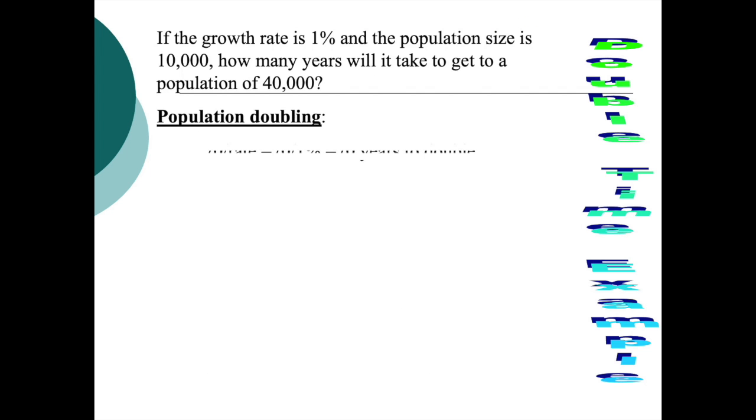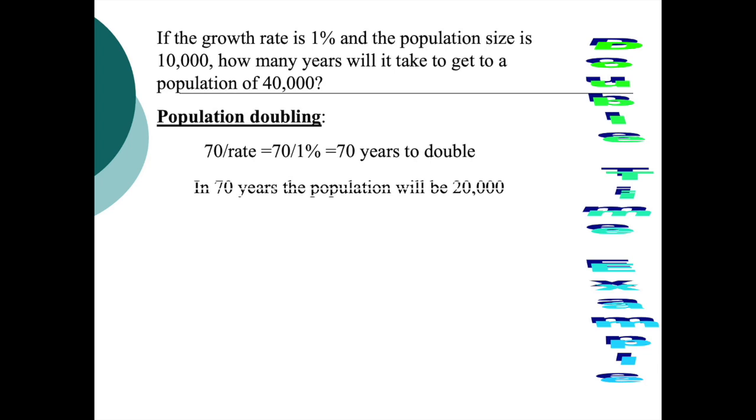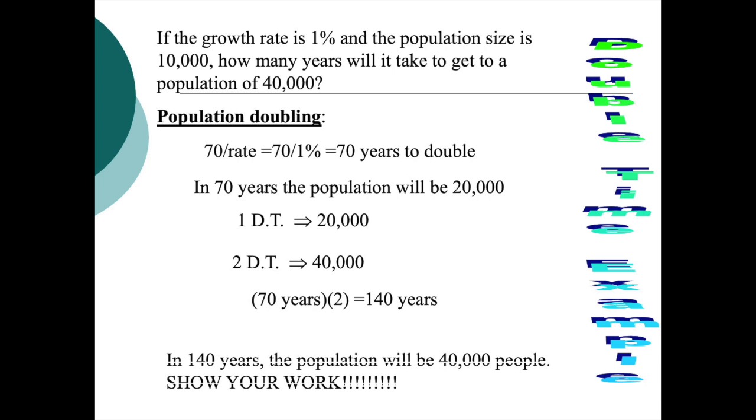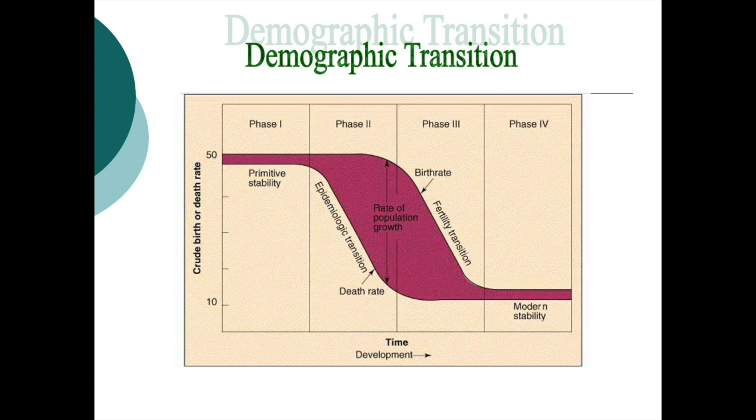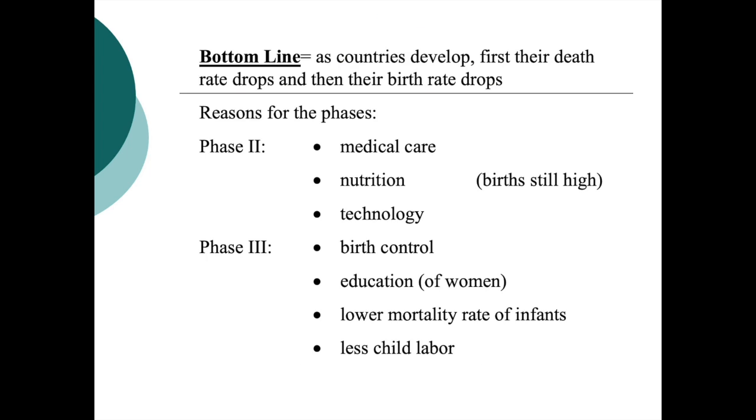Here's a perfect example of how to do this. So population doubling. Remember, that's the rule of 70s, 70 divided by R. That gives you the time to doubling. We've talked about demographic transitioning, phase one, phase two, phase three, and phase four. Remember, we are in phase four. We are a modern industrial society, and there are reasons for the transitions.